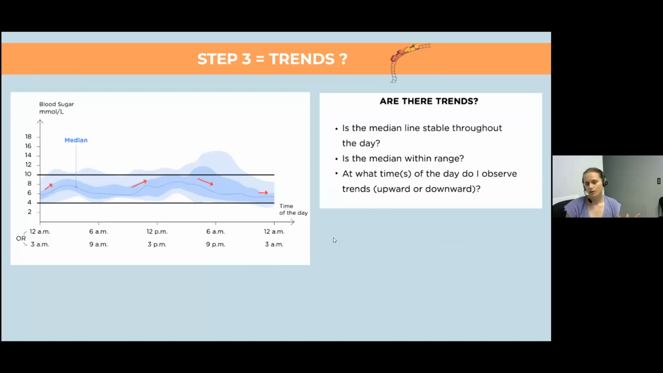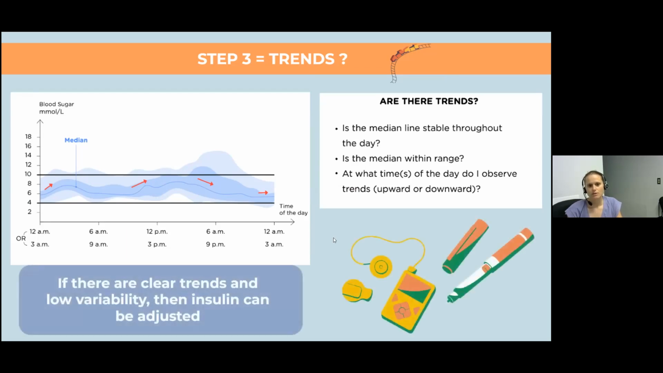Finally, if you don't have too much variability, what we can look at are the trends. So we're really going to look at that median line, and we're going to follow it and see what are my trends. Are there periods where my blood glucose is always going up, always going down? What we're aiming for is a flat line, but we know that that's pretty much impossible, but we want it to be as consistent as we can. And once we know our trends, then it's going to be easier to make certain adjustments. So as I said, with low variability, there's clear trends, then we can adjust insulin, and it's usually effective.